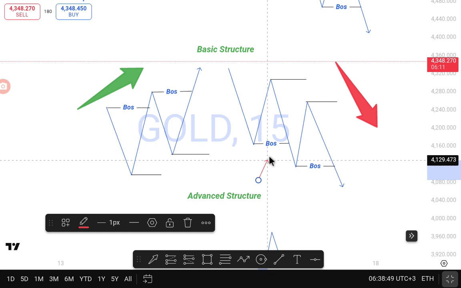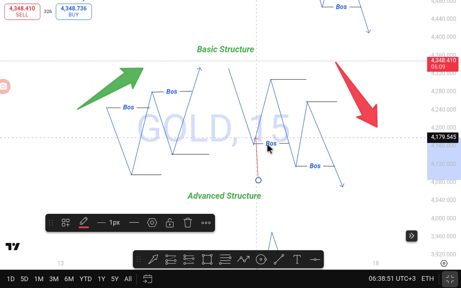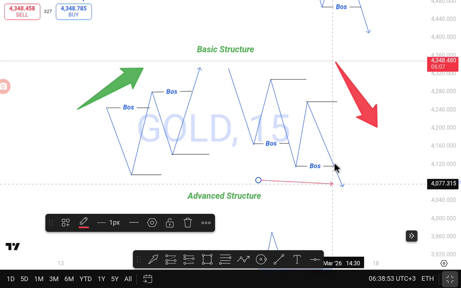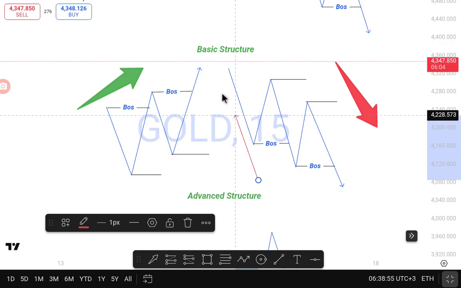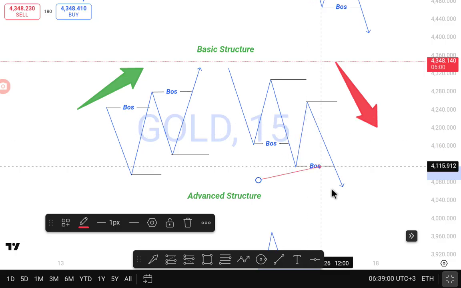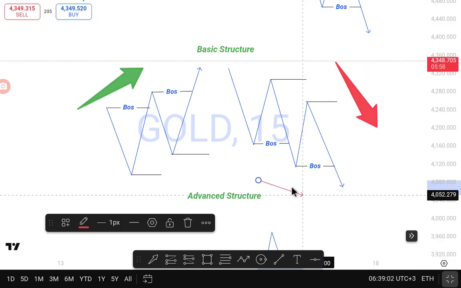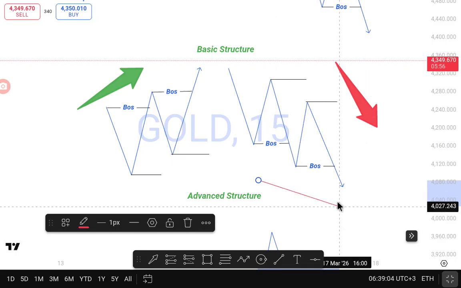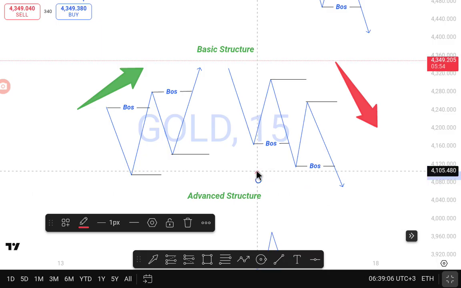And for a downtrend, this is the basic structure that you can see. We have a high, a low, a lower high, a lower low, a lower high, a lower low. That is it, and continuation with breakout structure to the downside. That is the basic structure of market structure.